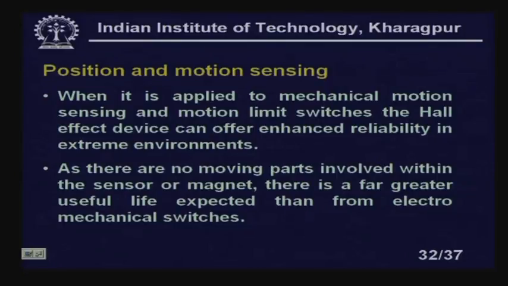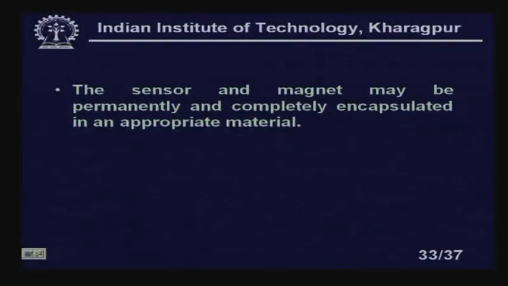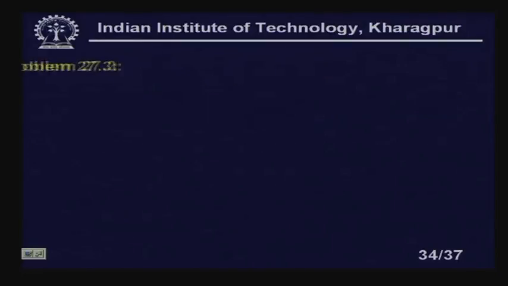So, again the position sensing is possible. That means if by some means I change the position, I can change the value of B, capital B. We have written capital B so many times. So, obviously the output voltage will be proportional to B, so I can sense the position. We can make a position sensor using this whole principle. The sensor and the magnet may be permanently and completely encapsulated in an appropriate material.